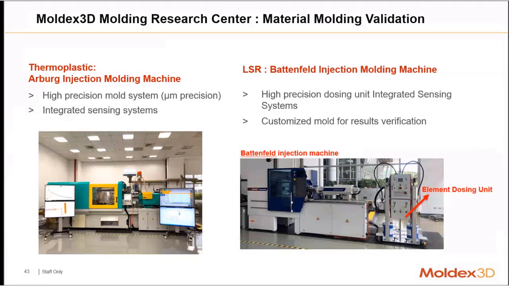Okay, so above is about the capabilities of our measurement, and we also have a molding research center that can do material molding validations. Now we have two major molding machines. One is the thermoplastic injection molding machine from the upper side, which is 250 ton, so we can run a bigger testing plate, and the other, from the bottom, is for LSR molding. This is our next stage of research projects for the LSR material.